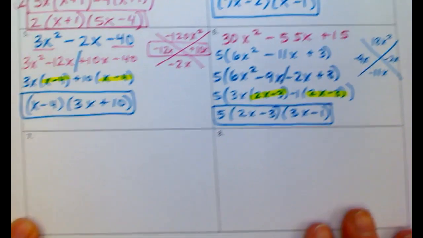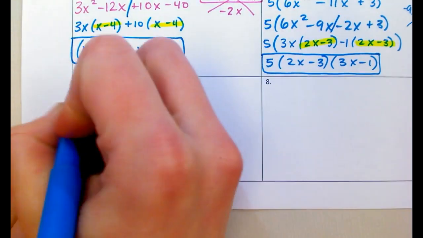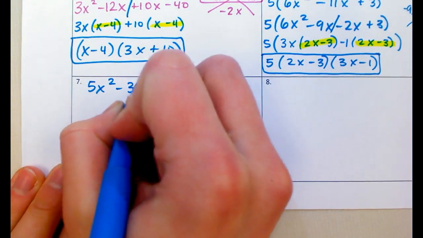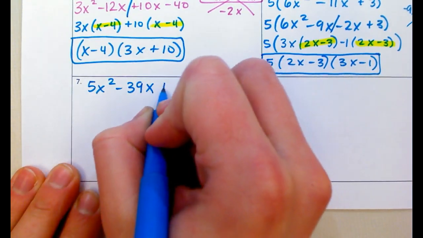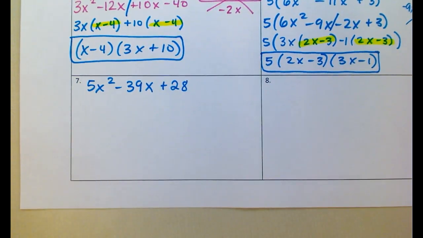All right, here's our next problem. We have 5x squared minus 39x plus 28. Pause the video and factor this out.